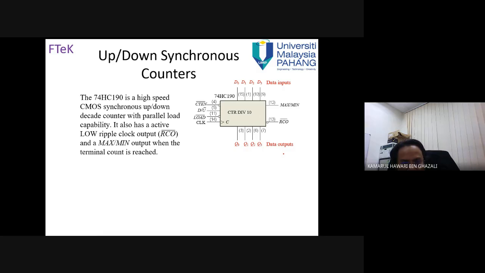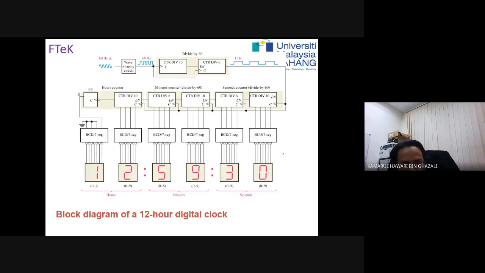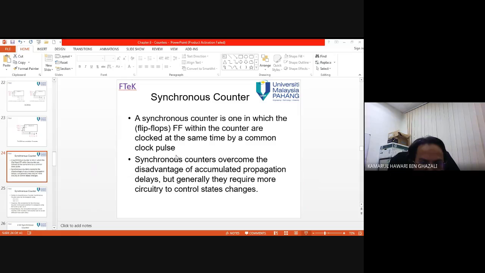So this is the IC 74HC109, a high-speed CMOS synchronous up-down decade counter. Okay, this is a block diagram of a 12-hour digital clock. Okay, so that is about the counter, but I will continue on a design of the counter on the next video.